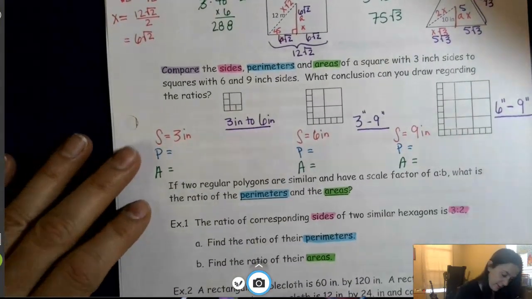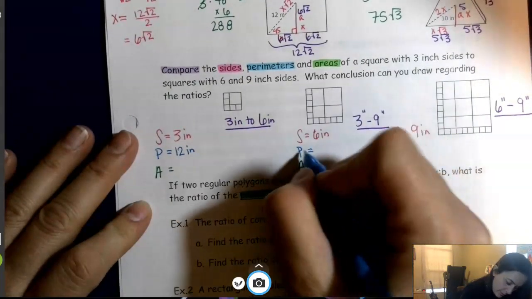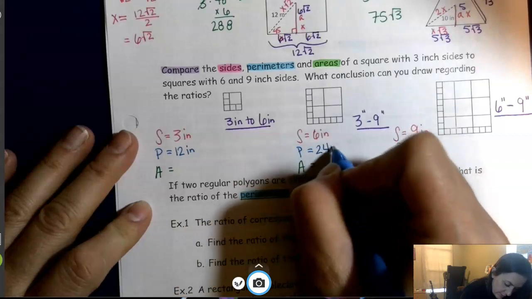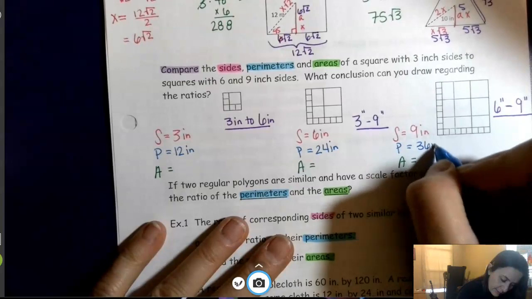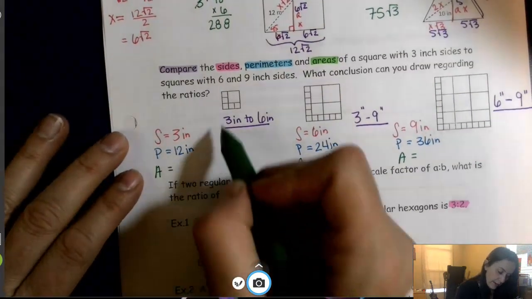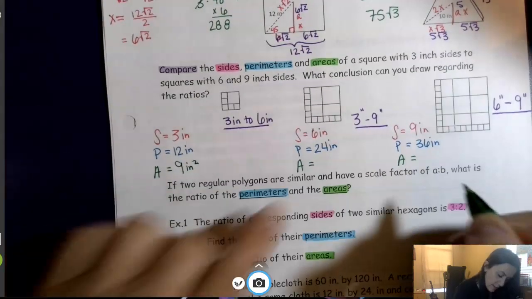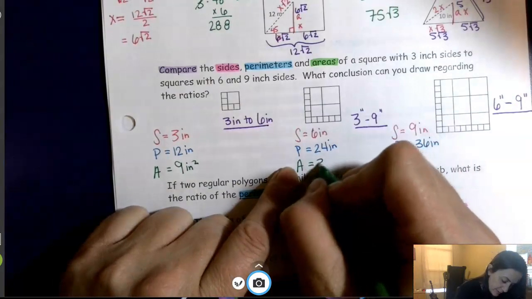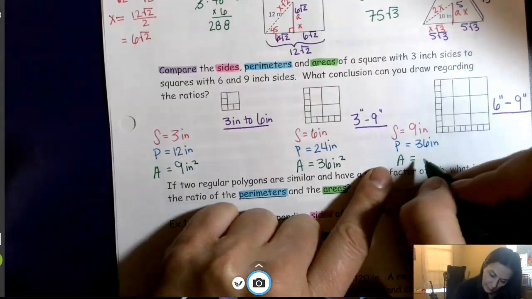Perimeter here is going to be 12 inches. Perimeter here will be 24 inches. Perimeter here is going to be 36 inches. Now green, area is 3 times 3, it'll be 9 inches squared. 6 times 6 will be 36 inches squared. 9 by 9, we get 81 inches squared.